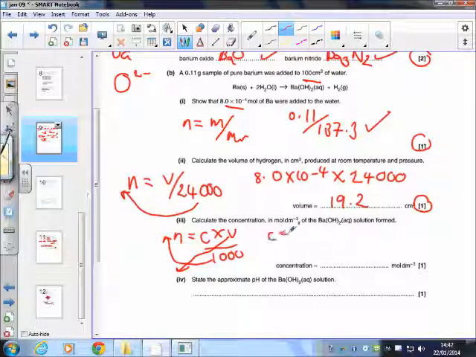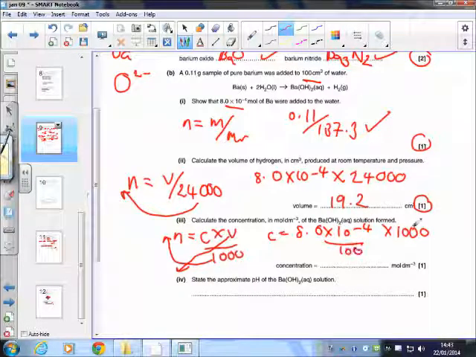So we have concentration is equal to number of moles, which again we use the one we had originally. Barium is 8.0 times 10 to the minus 4, 1:1 molar ratio. So we have 8.0 times 10 to the minus 4 moles times 1,000 over 100. The reason we times it by 1,000 is that we want to go from centimetre cubed to decimetre cubed. And if we put that into our calculator, we should get 8.0 times 10 to the minus 3 moles per decimetre cubed.